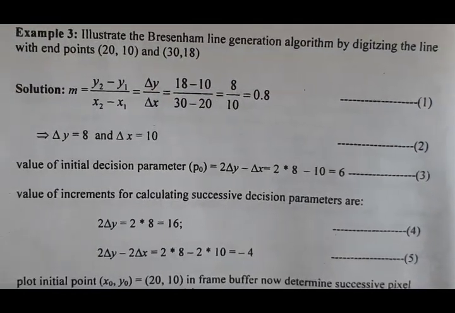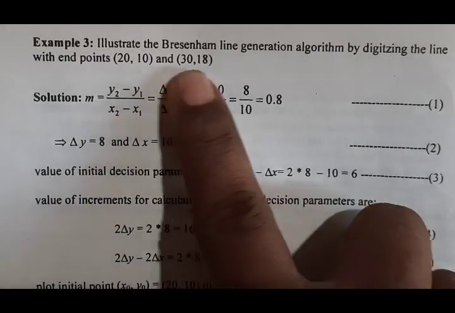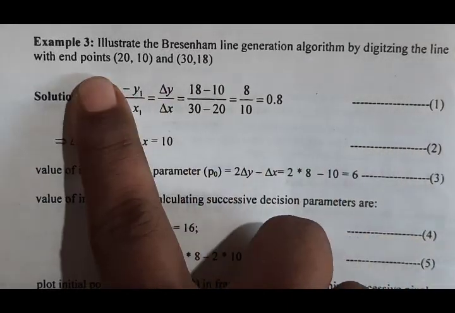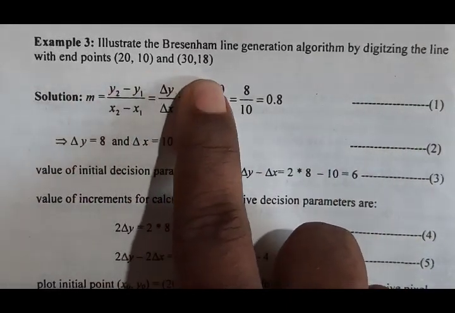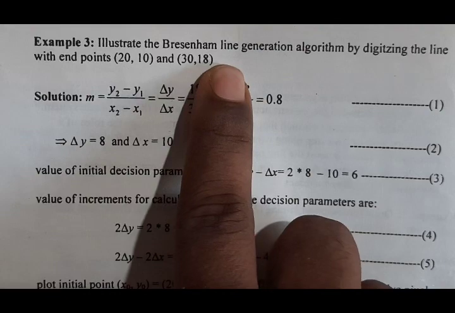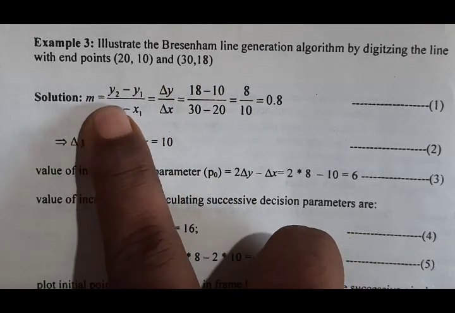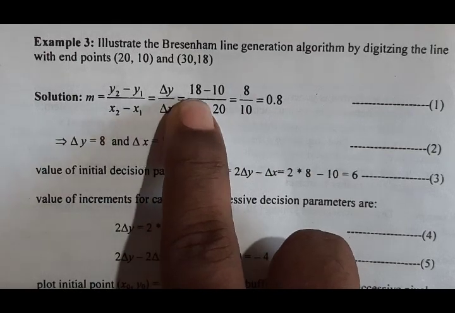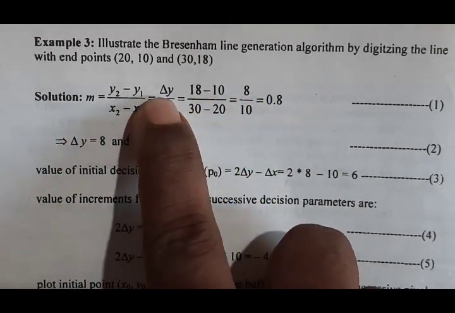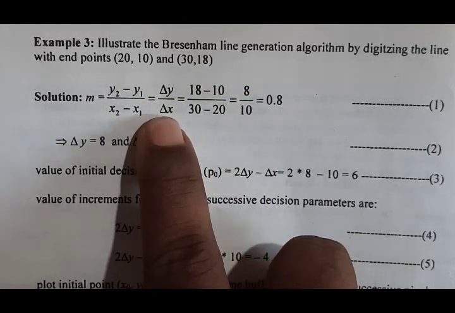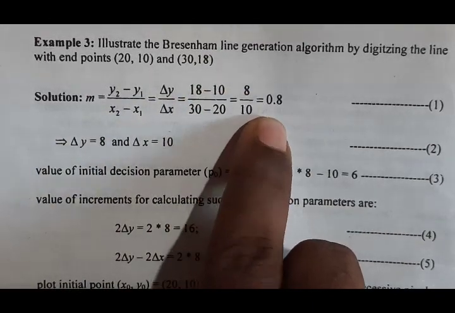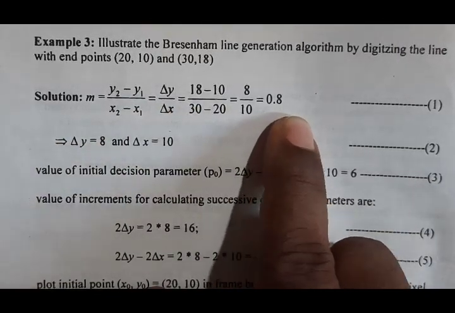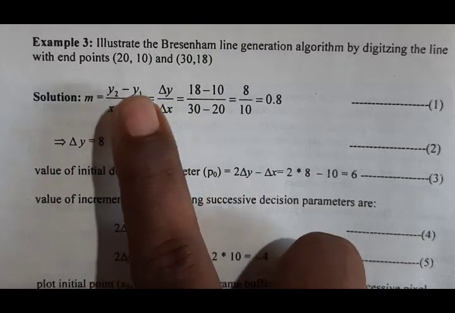Illustrate the Bresenham line generation algorithm by digitizing the line with endpoints 20, 10 and 30, 18. So m is equal to y2 minus y1 divided by x2 minus x1. 18 minus 10, delta y is equal to 8, delta x equal to 10. So 8 by 10, m is equal to 0.8. 0.8 means it is less than 1.